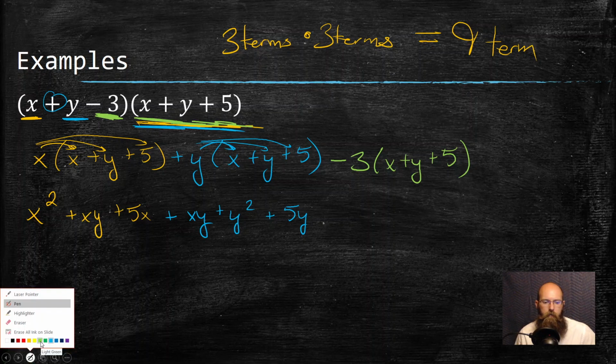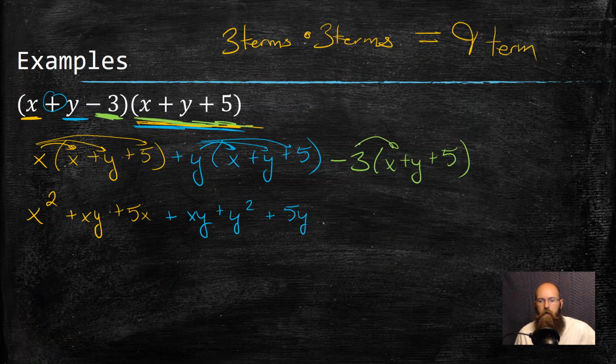Then I have to do the same thing, but in green, and that negative 3. It is a negative 3 that gets distributed in. I'll take all of that negative 3 in, and I get negative 3x's minus 3y's minus 15.